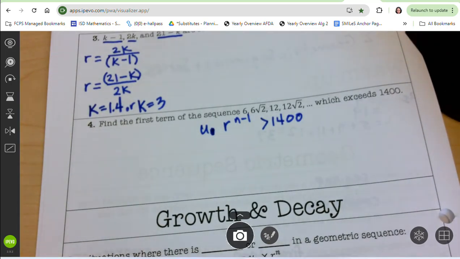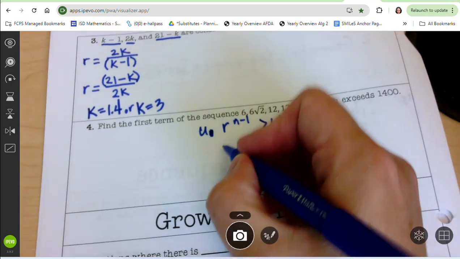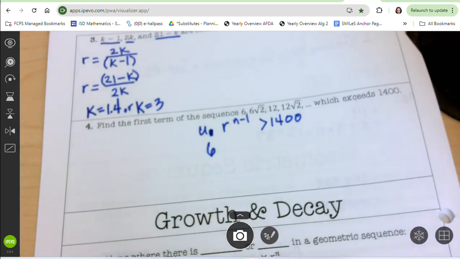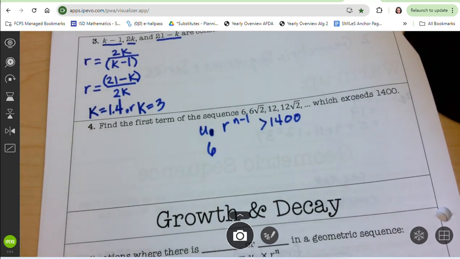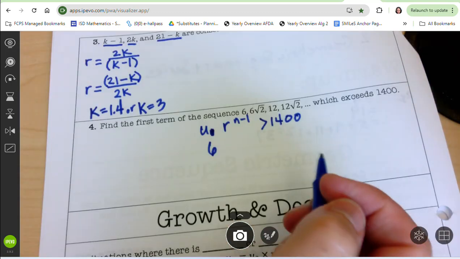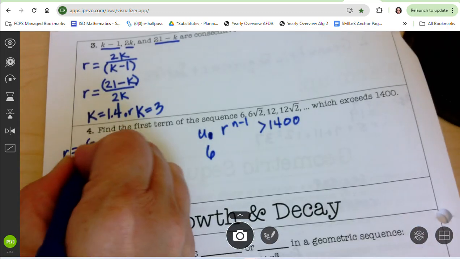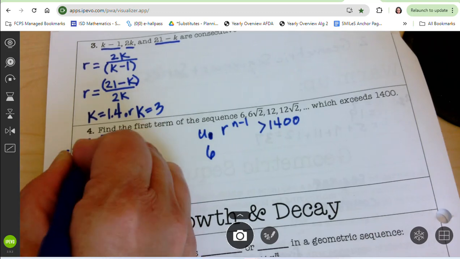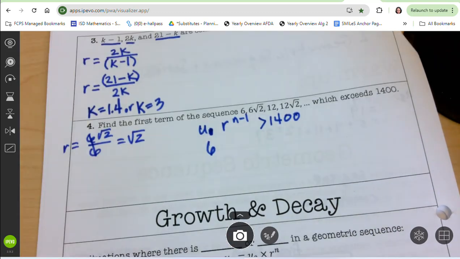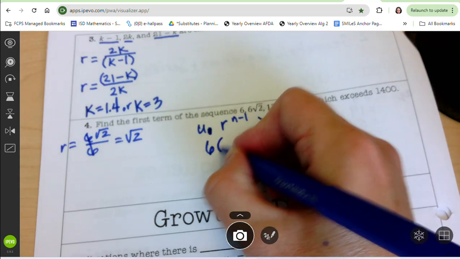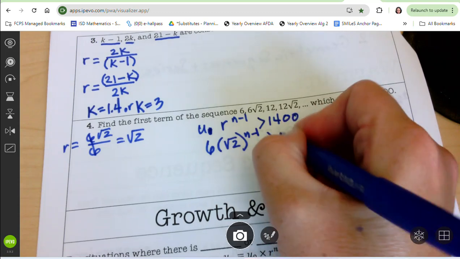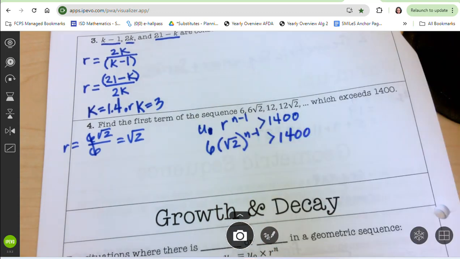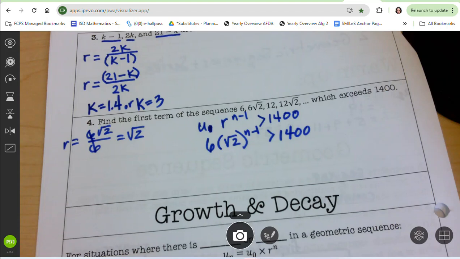Now we know u sub 1 is 6. How much is r? We can find it, right? Yeah. r is square root of 2. Good, Maddie. So r is 6 root 2 divided by 6. So it's just root 2. Okay, so we need to know when this is greater than 1,400.